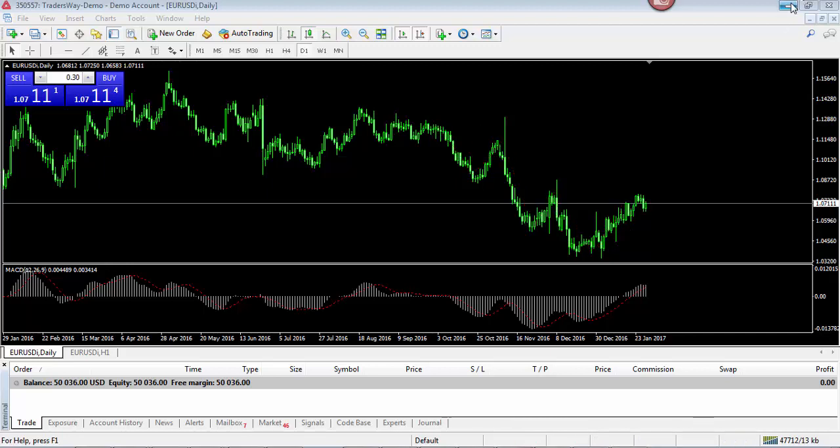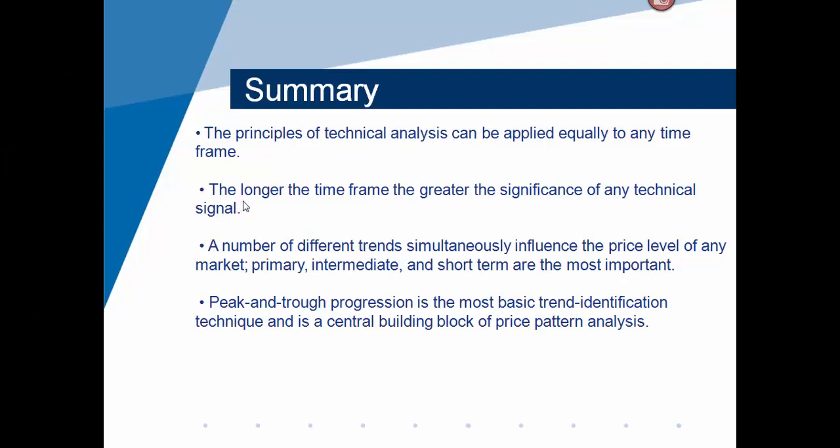Now the difference is, as I mentioned earlier, the longer the time frame, the greater the significance of any technical analysis. So we're going to be seeing these patterns on your 1 minute charts, your 5 minute charts, your 15-minute charts. But how valid these patterns or these signals are depends on your time frame.